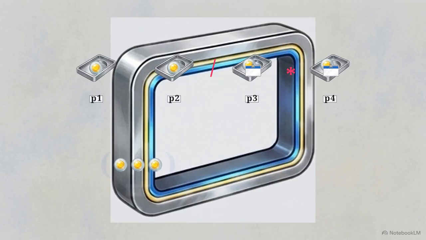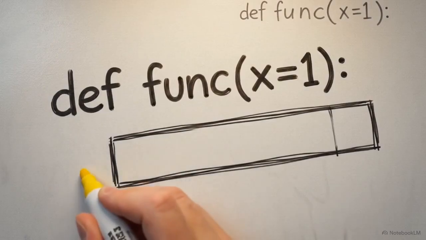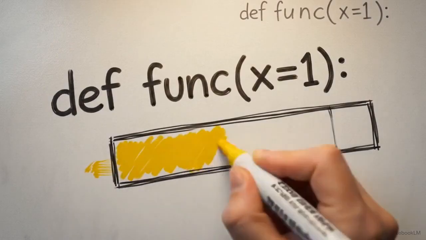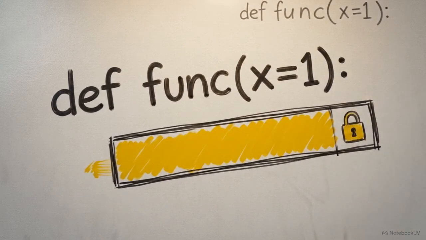To handle an arbitrary number of inputs, *args captures excess positional data into a tuple, while **kwargs collects remaining keyword arguments into a dictionary. A critical rule in Python's execution model is that default parameter values are evaluated exactly once at the moment the function is defined.